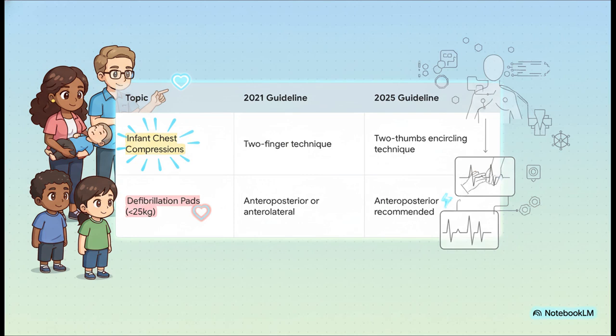This table is a perfect example of how these guidelines evolve. For instance, the recommendation for infant CPR has shifted. Now, the 2 thumbs encircling technique is recommended for everyone. And why is that? Because study after study has shown it can generate better blood flow to the heart and brain. It shows this system is alive, constantly being refined by new evidence.